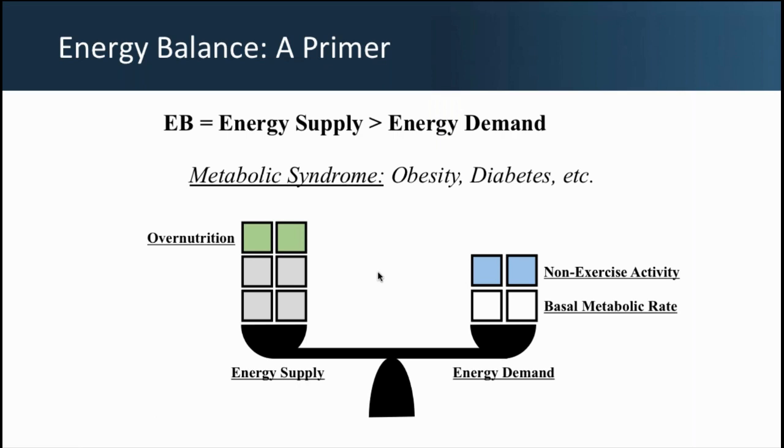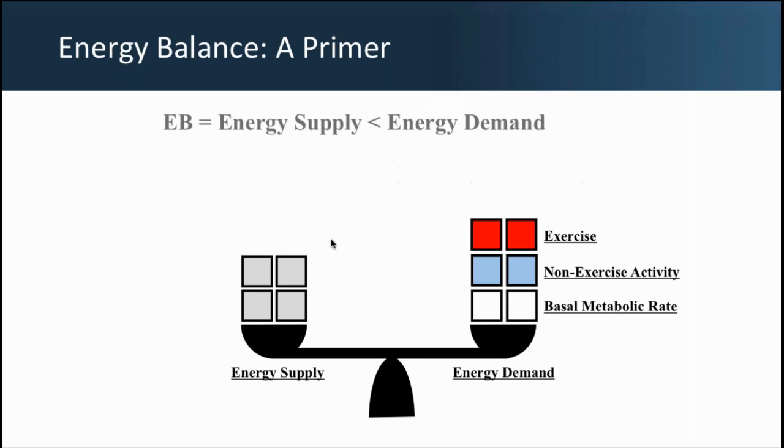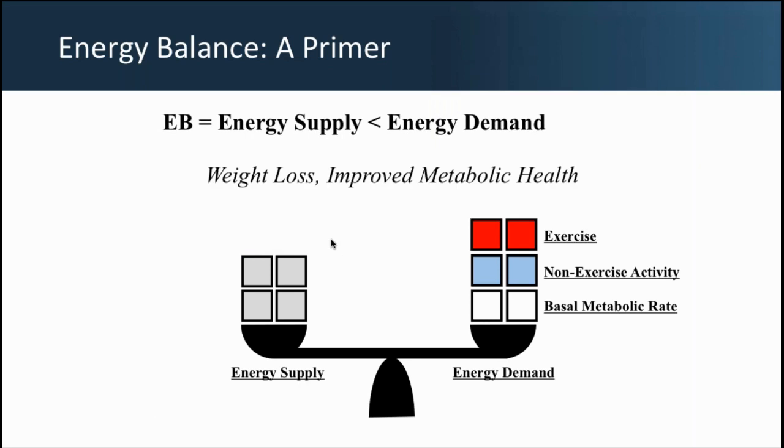If energy supply exceeds energy demand, you have an increased risk of developing diabetes, obesity, components of the metabolic syndrome. Conversely, if you exercise and increase energy demand relative to supply, you elicit weight loss and you can improve metabolic health. And so really the question that we wanted to address in this study is, when you add exercise, are these components of energy demand retained, or is there some sort of compensation to demand that occurs?